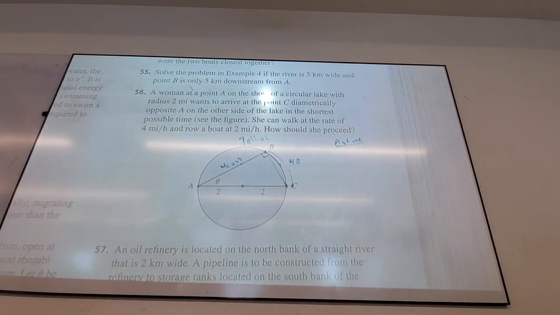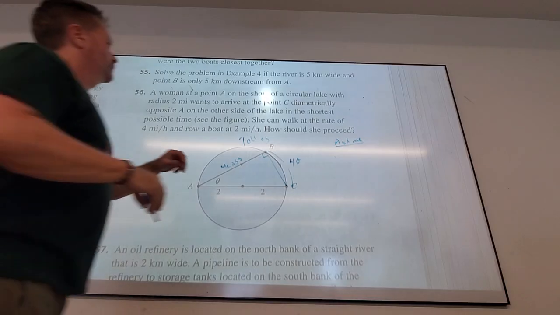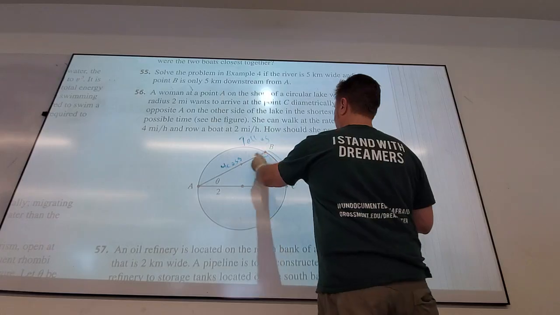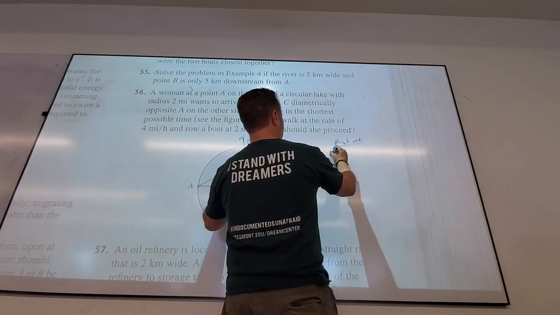Distance equals rate times time. Do you guys remember the formula? D equals RT. So what's time? Distance divided by rate. Okay, so how far do I go here? 4 cosine theta.